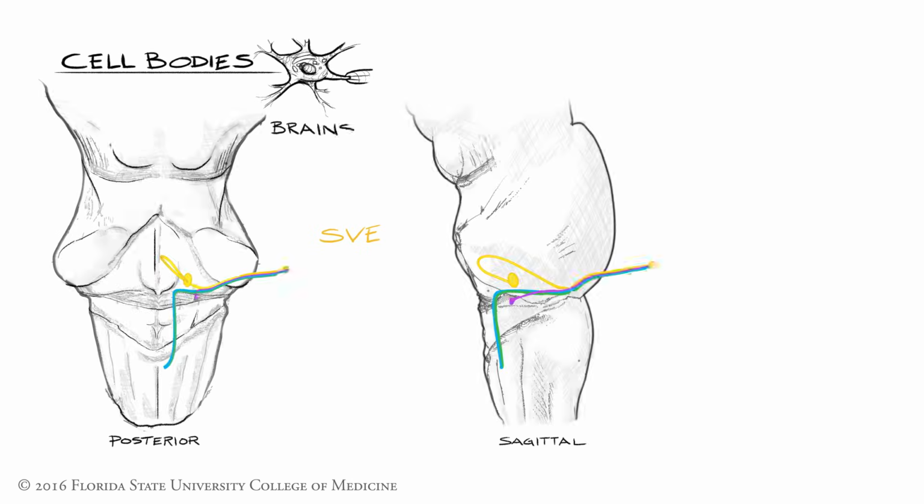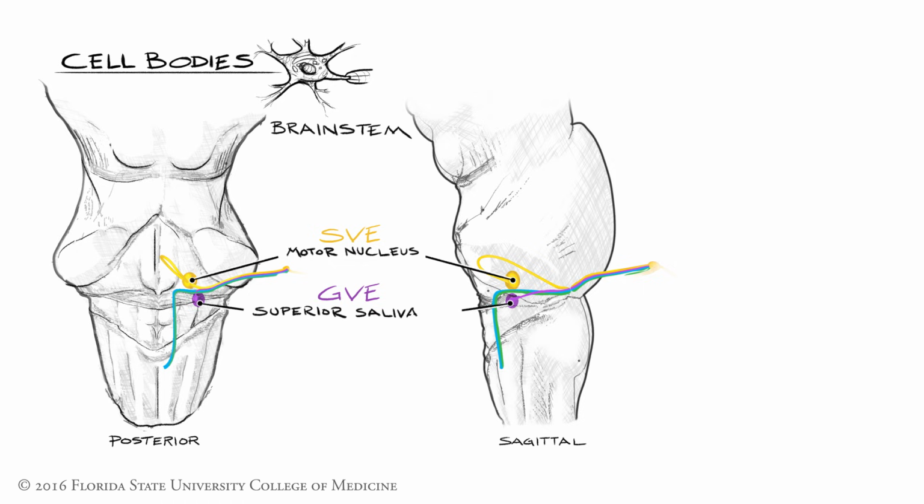Now let's look at the origin of the facial nerve and the routes that these 4 types of innervation take to reach their targets. The cell bodies of the SVE neurons are located in the brain stem, in the motor nucleus of the facial nerve. The cell bodies of the GVE neurons are also located in the brain stem, within the superior salivatory nucleus.